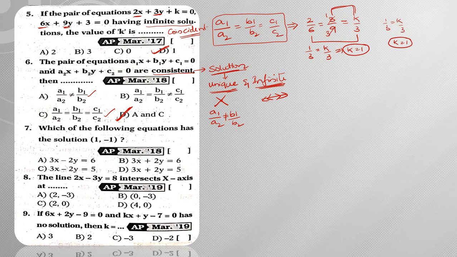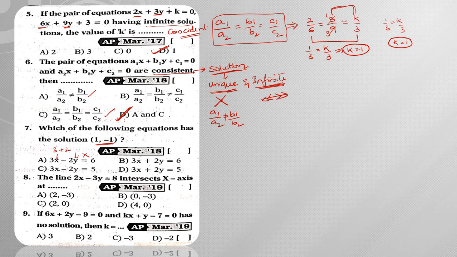Next, which of the following equations has the solution 1, minus 1? So for this, what should we do? We need to substitute and verify each and every option. Now when I substitute x is equal to 1 and y is equal to minus 1, then this becomes 3 plus 2. So 3 plus 2 is 5, which is not equal to 6. So the first option is not satisfying.